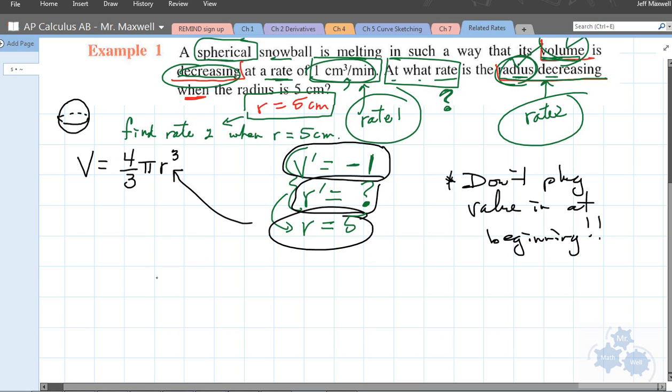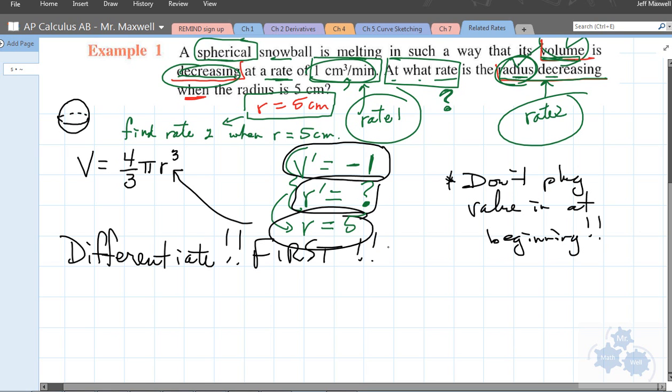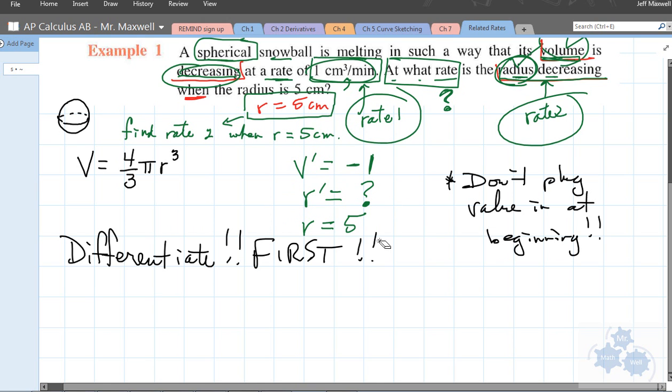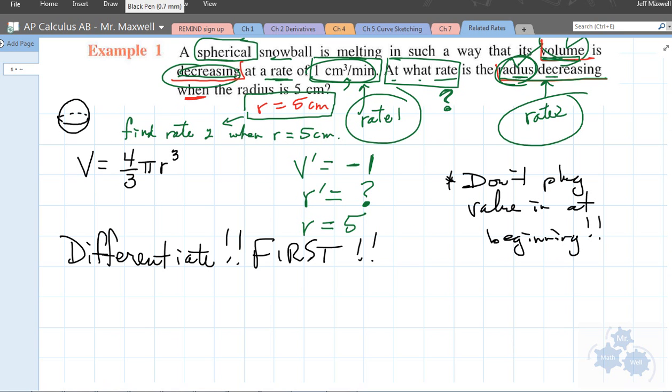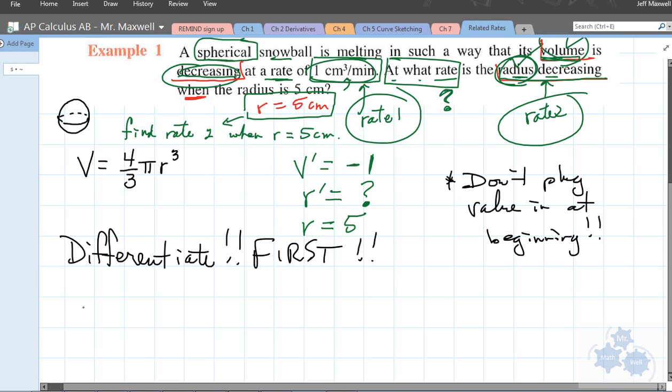What you have to do is differentiate first. Differentiate first. So we're not going to plug that in. We're going to differentiate. All right, clean it up a little bit there again. All right, good. So what is the derivative of V with respect to time? It's V prime, right. Good guess.